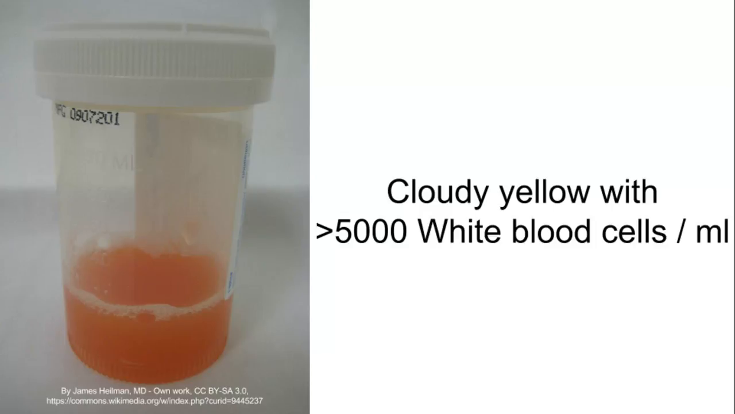What about synovial fluid analysis? If you take a puncture into the joint and then you suck out fluid, you will see this cloudy yellow fluid with more than 5,000 white blood cells per milliliter. These were the articular problems, meaning the joint problems.